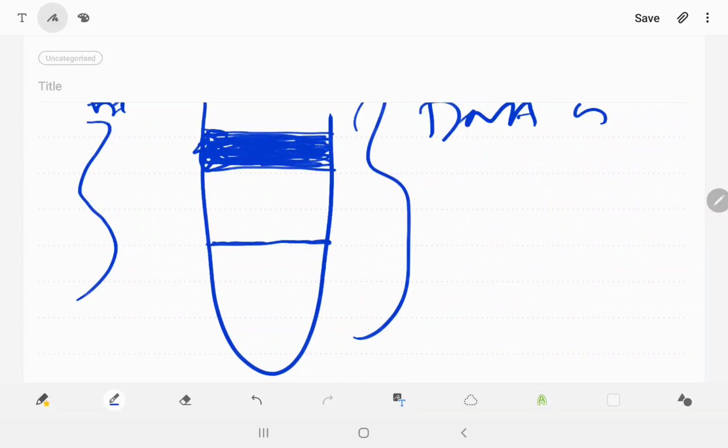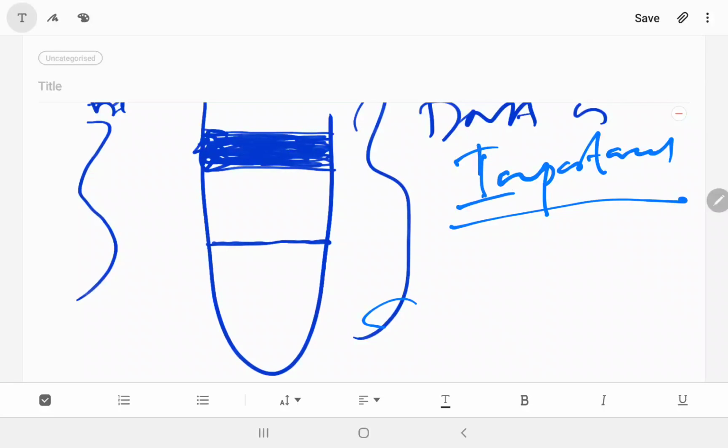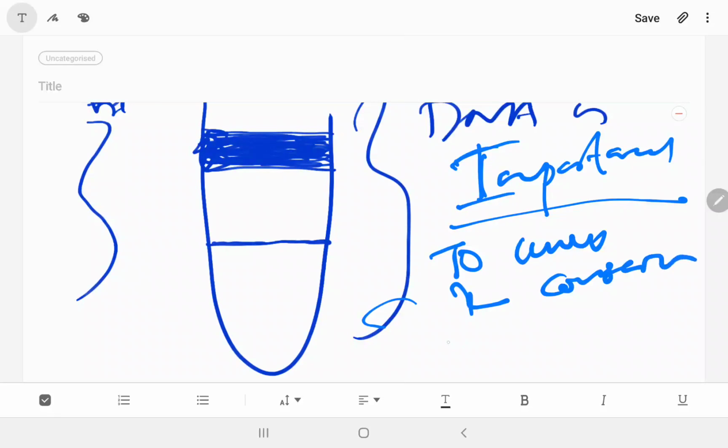Okay, this is the experiment. Now let us discuss the importance of the Meselson-Stahl experiment. Why do we need this experiment? This experiment is to know whether DNA replication is conservative, semi-conservative or dispersive.